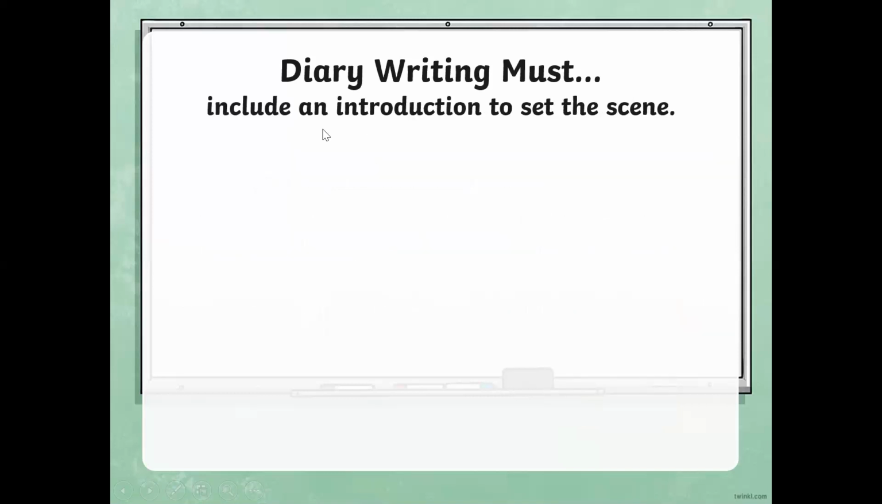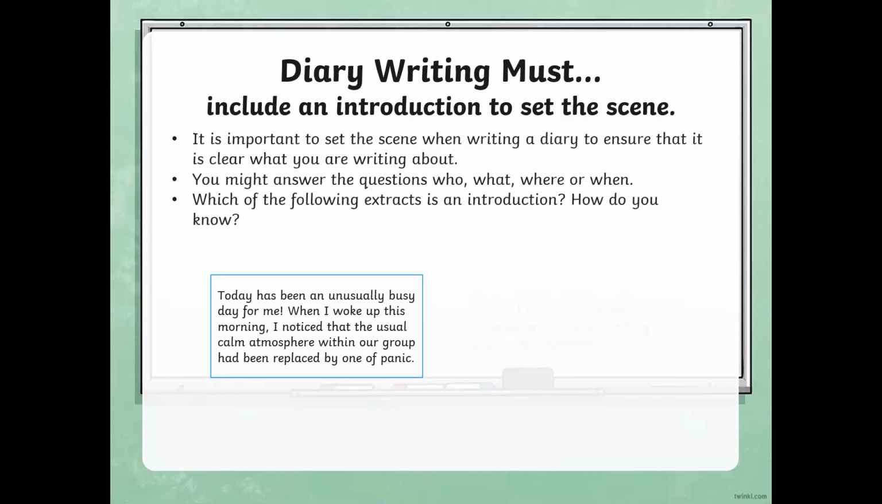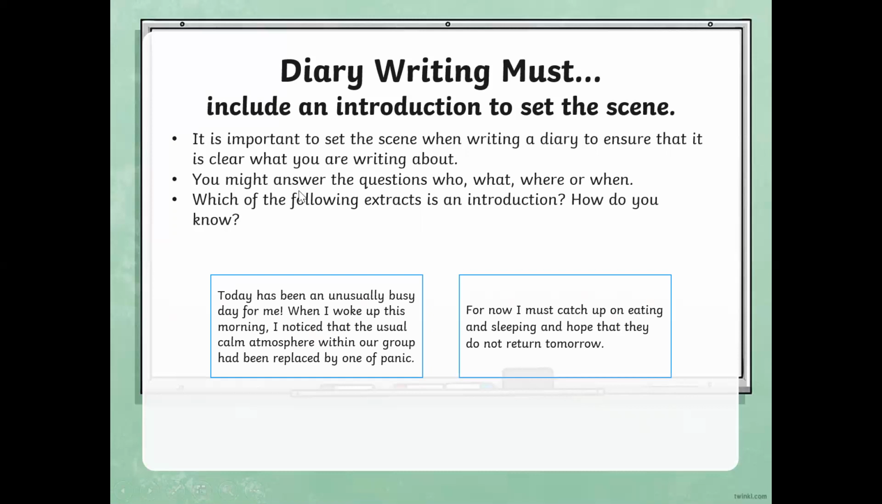Don't forget to include an introduction to set the scene of your diary as well. Although you're writing it as if you are that person and you already know where those things happened, you've also got to write it so that the reader gets as much information out of it as possible. You might answer the questions who, what, where, or when.